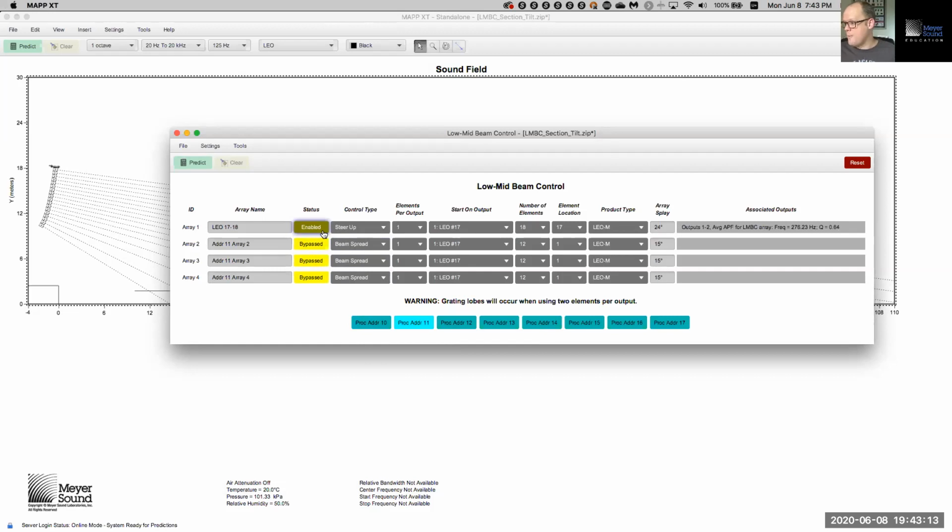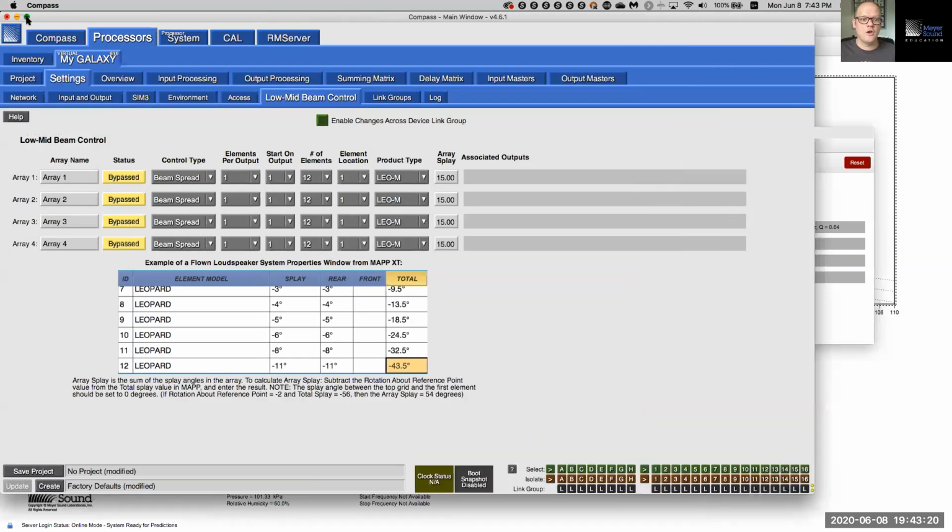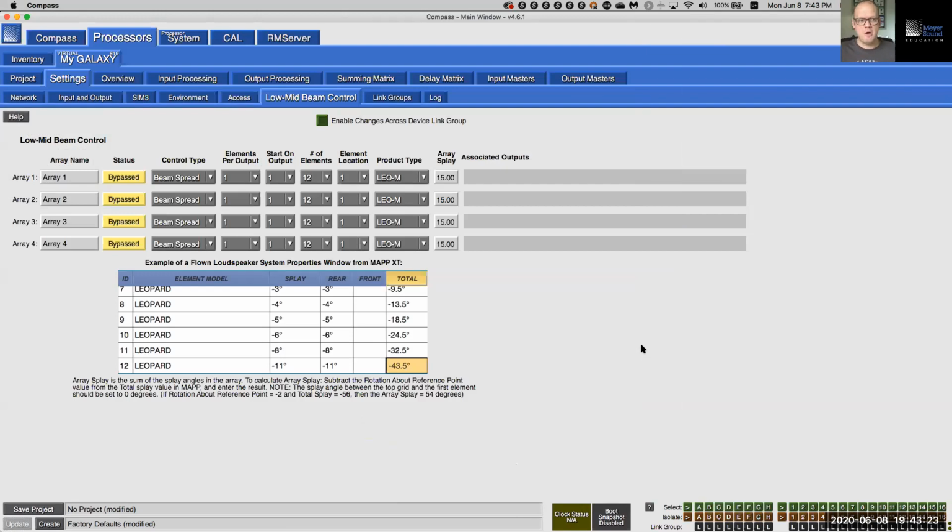So how does it work in Compass? Well, if you understand it in MapXT, then you will also be able to understand it in Compass, because in Compass, the dialog is functionally the same. In the first solution, where we had my Leopard array, we did a beam spread. We had 1 element per output. The top element, number 1, lived on output number 1 of that galaxy. We used 12 in total, and the product that we used was Leopard. And the total array splay was 46 degrees.